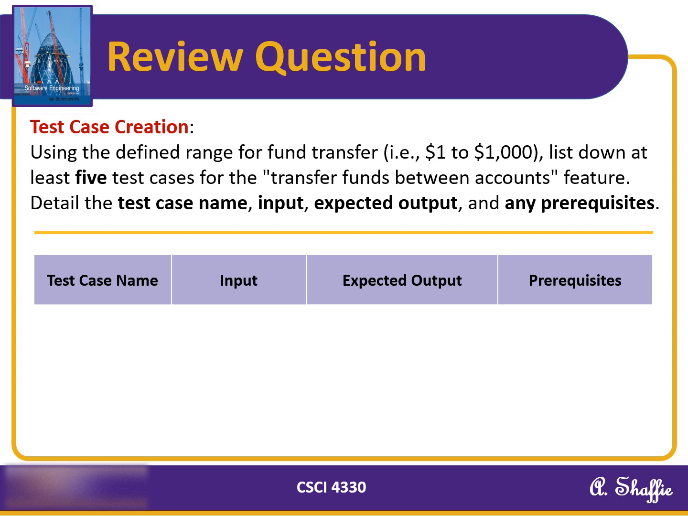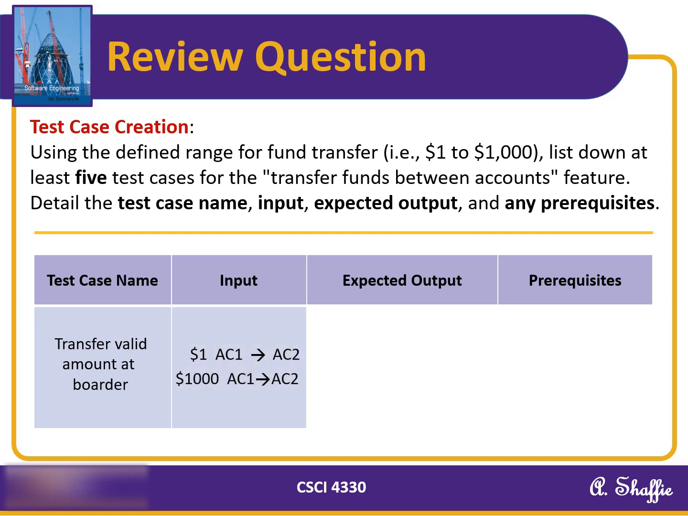Now let's discuss the second test case. This time I wanted to test the boundaries to ensure the system handles edge cases correctly. I will name this test case transfer valid amount at border. For the input, I will use the boundary values, transferring either $1 or $1,000 from account 1 to account 2.